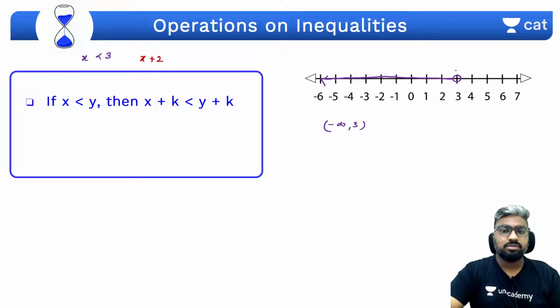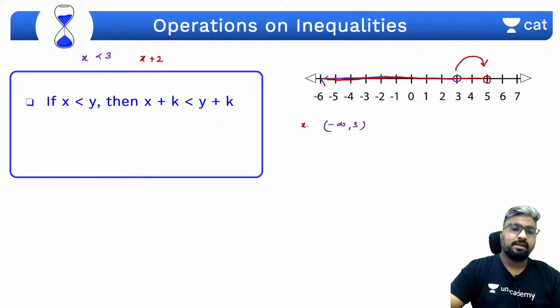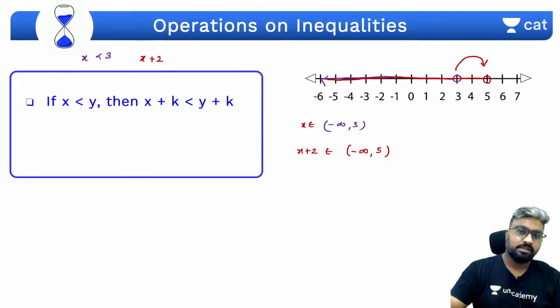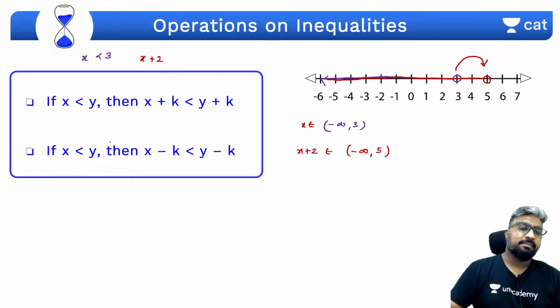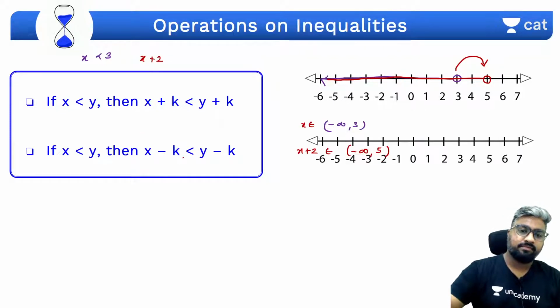If I move this 2 steps, then everything will be covered from 5 to the left of it. So if x belongs to minus infinity to 3, then x plus 2 will belong to minus infinity all the way till 5. If I subtract a common value, the same thing will happen.